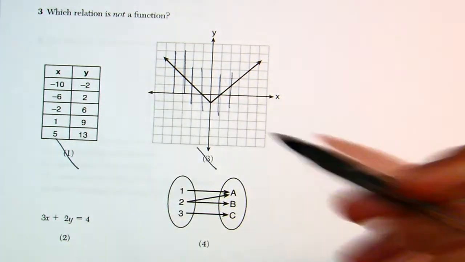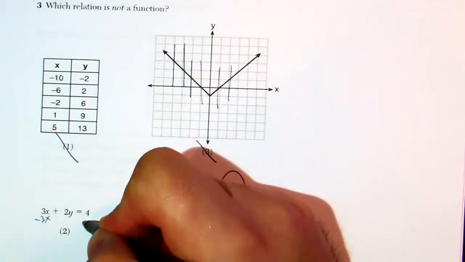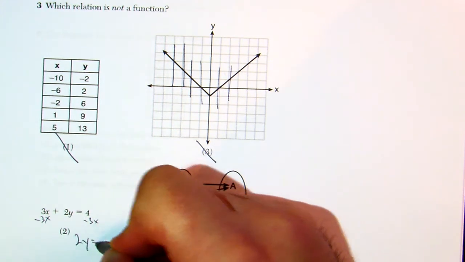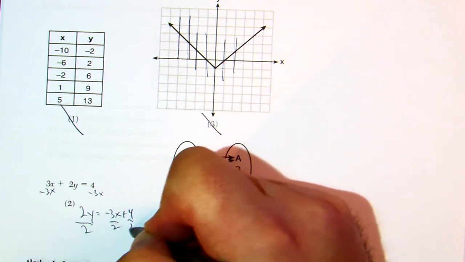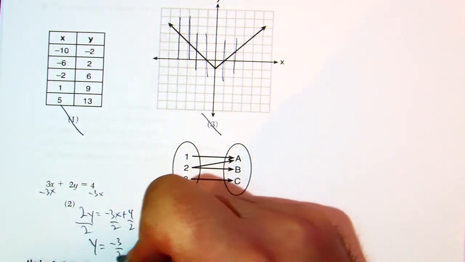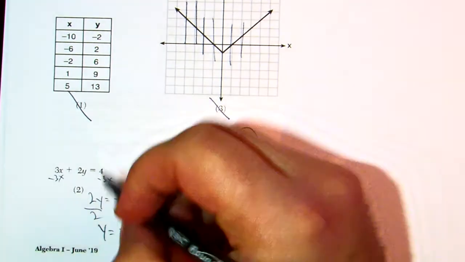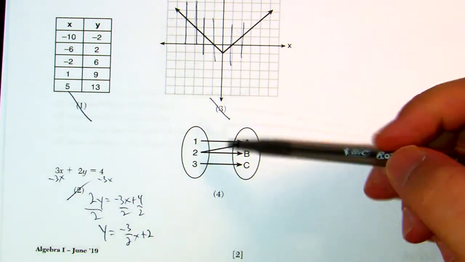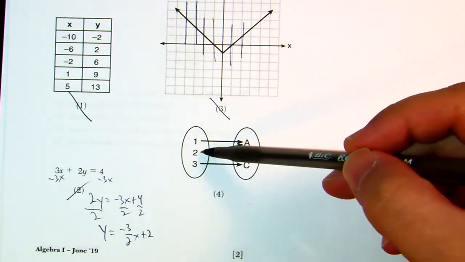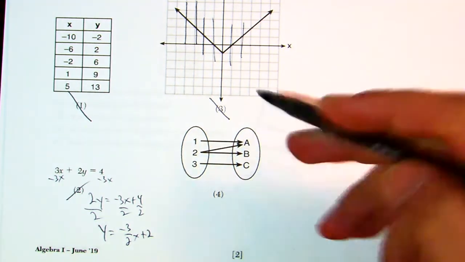If we look at choice 2, this looks like a linear equation, and it is. If I subtract 3x, you're left with 2y equals negative 3x plus 4, divided by 2. So y equals negative 3 halves x plus 2, and that is definitely in y equals mx plus b form, so we know that's a line. Lines are functions, so that's not it. Over here, I notice that this is repeating. Functions are supposed to be 1 to 1. This one we have 2 going to both a and b, so we know this one is not the function.